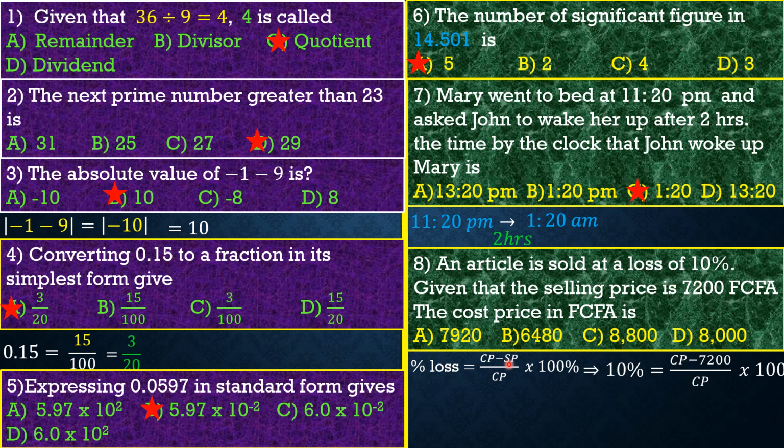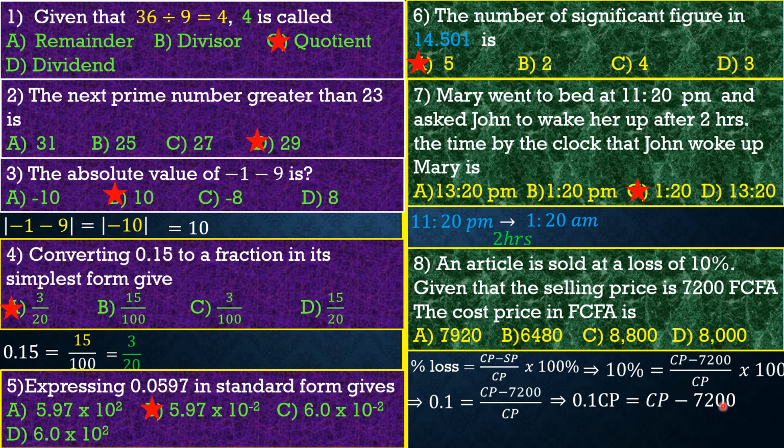Our selling price, guys, as you all know, is 7,200. We have it here. Then CP is CP, everything. If we now divide all through by 100, guys, if we divide here by 100, if we divide here by 100, we are going to have 10 over 100 gives us 0.1 equal to CP minus 7,200 over CP. If we cross multiply, guys, 0.1 multiplied by CP, we are going to have 0.1 CP equal to CP minus 7,200.